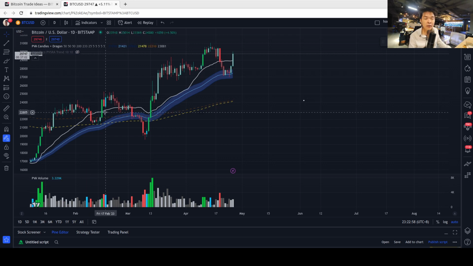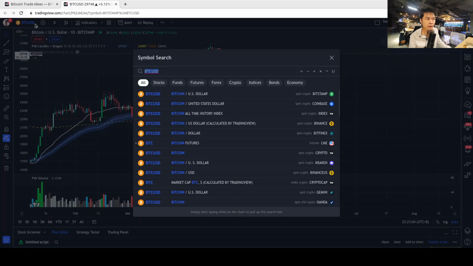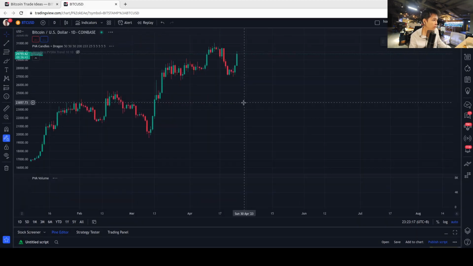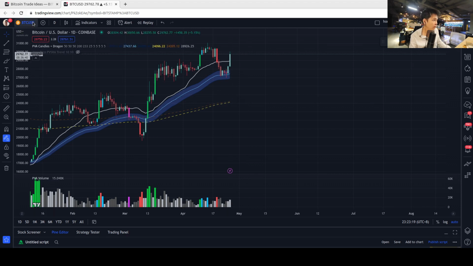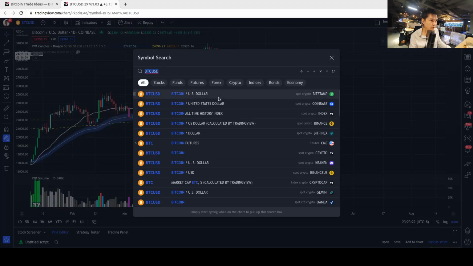Okay, so here I have the price chart for BTCUSD on the daily chart. This price chart I'm getting from Bitstamp. Usually I use this broker as a reference for price. You can use Coinbase as well. It depends on what you like to see. There's not much difference between these two. So let's go back to Bitstamp.